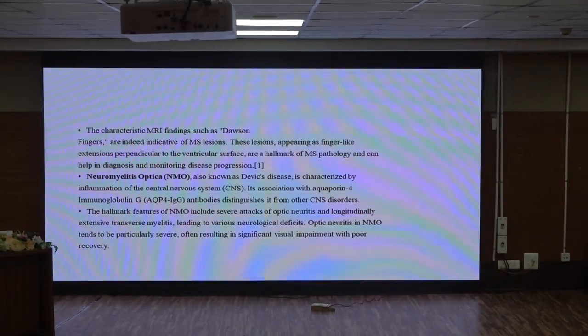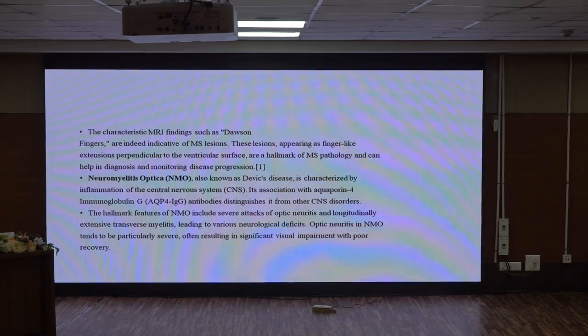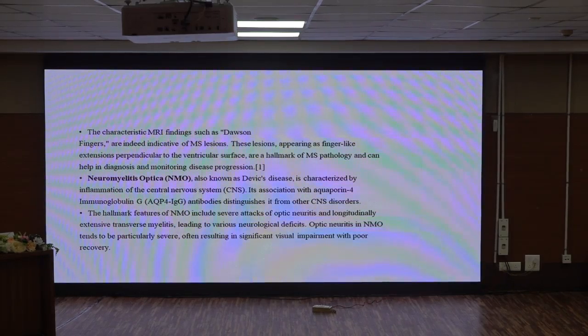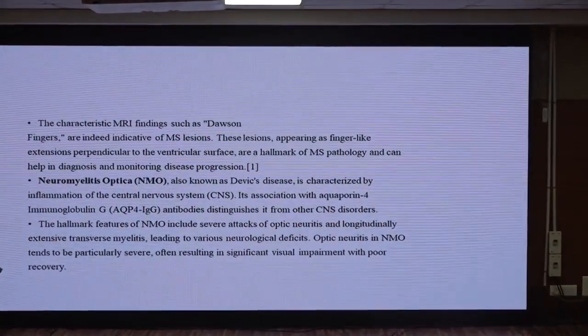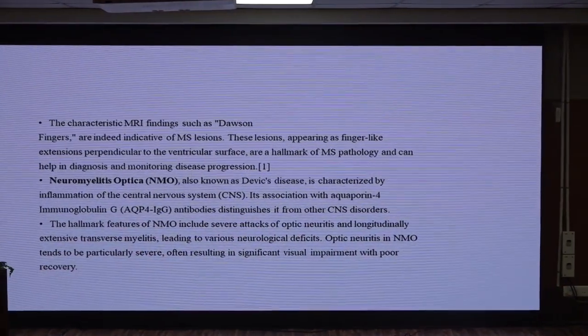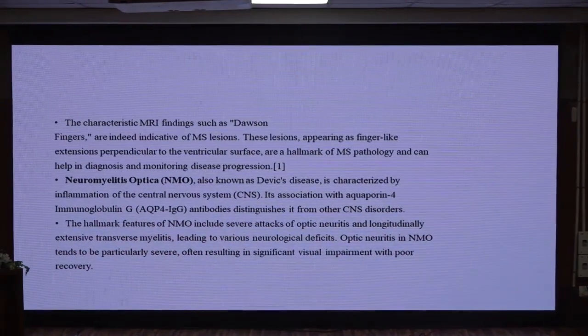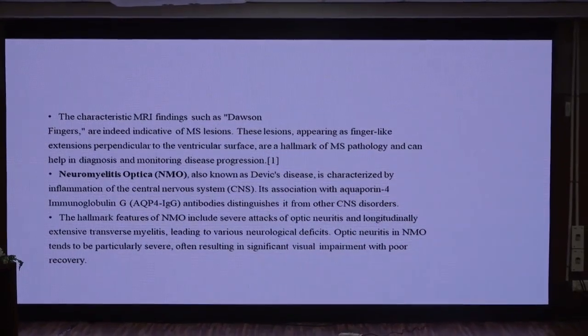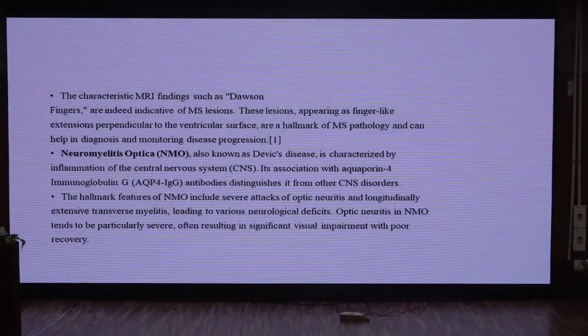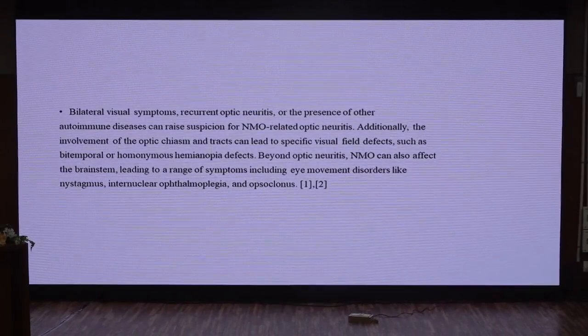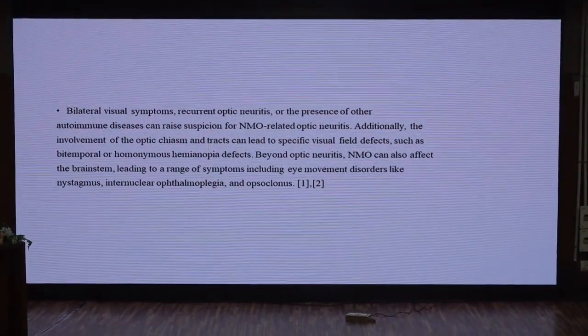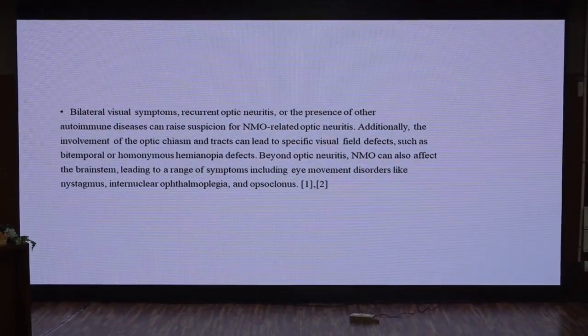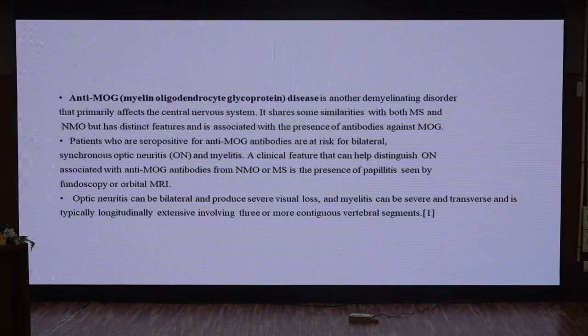Neuromyelitis optica is characterized by inflammation of the central nervous system. Its association with aquaporin 4 immunoglobulin G antibodies distinguishes it from other disorders. Hallmark features include severe attacks of optic neuritis and longitudinally extensive transverse myelitis. Bilateral visual symptoms, recurrent optic neuritis, or the presence of other autoimmune disease can raise suspicion for NMO-related optic neuritis.